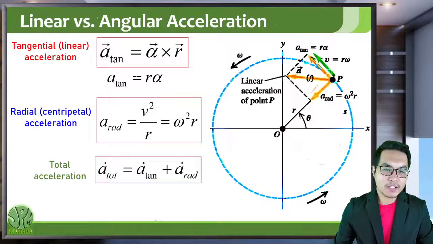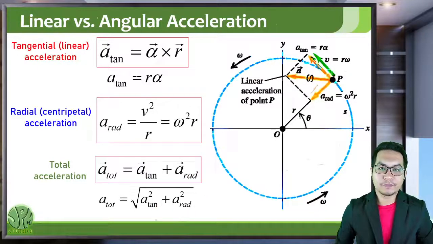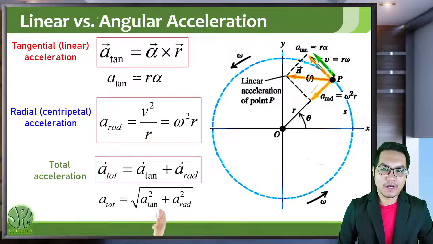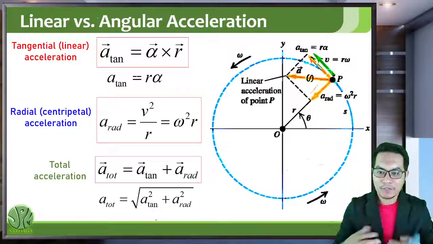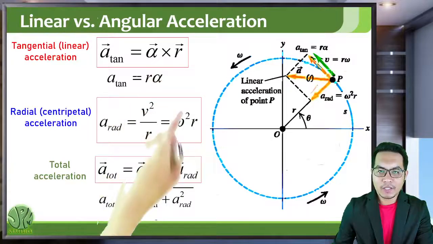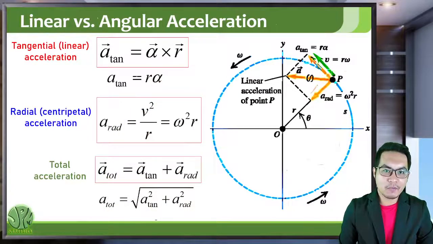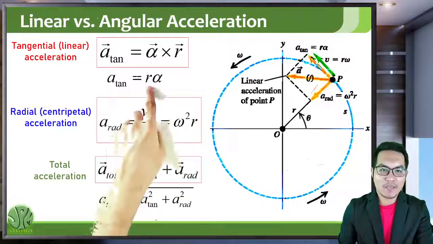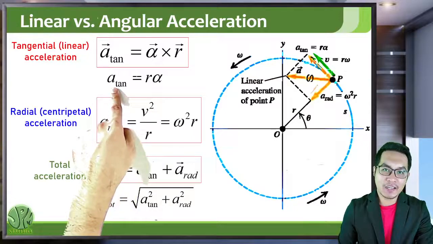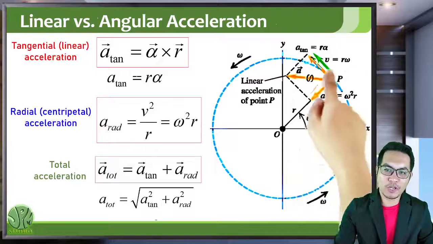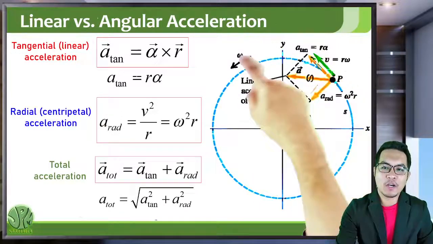And therefore, the total acceleration is just the vector sum of these two, the tangential and the radial acceleration, with the magnitude given by the Pythagorean theorem. So the total acceleration is just the square root of the tangential acceleration squared plus radial acceleration squared. By the way, when you discussed uniform circular motion, you assumed there was no angular acceleration, meaning the tangential linear acceleration is 0 in that case. So you only have an object that's moving with uniform speed.